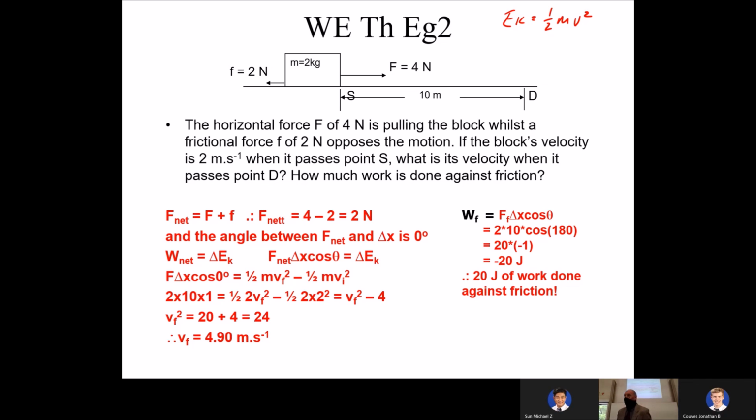Here, I've just worked out something just for fun. I've worked out the work that is done against friction. If you just worked with a frictional force only, you would have worked out there was minus 20 joules of work done by friction. So the work done by friction is minus 20 joules, if we'd asked you that question, and the work done against friction is 20 joules. All right. You must be able to do that.